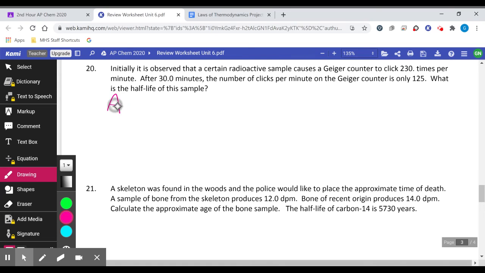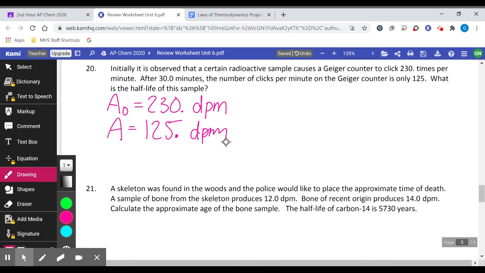So on this one, we're given an initial activity of 230. Let's include our decimal there. Disintegrations per minute. We get a later activity after time has elapsed of 125 disintegrations per minute. We know our time is 30 minutes. And what they want to know is half-life. So what I'm going to have to do on that first is get K and then solve for my half-life after I've gotten K.